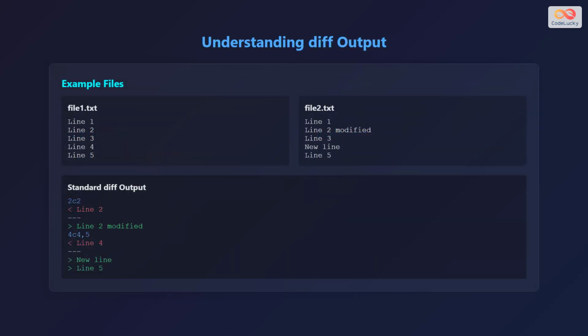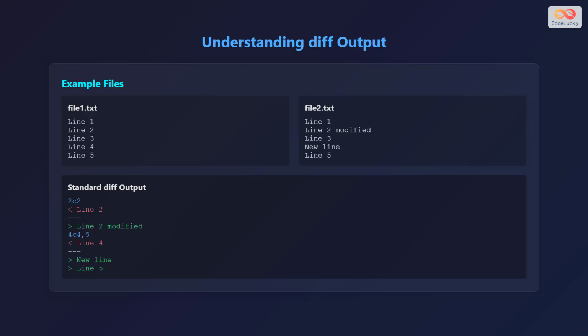Let's take a look at the example files. File1.txt contains the lines line 1, line 2, line 3, line 4, and line 5. File2.txt contains the lines line 1, line 2 modified, line 3, new line, and line 5. The standard diff output highlights the changes between these files.